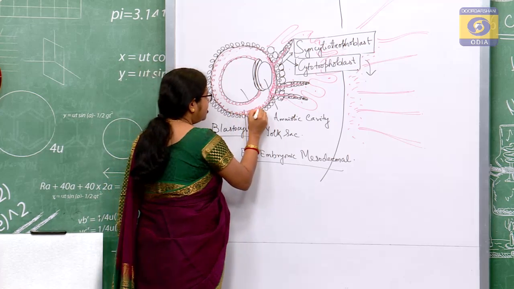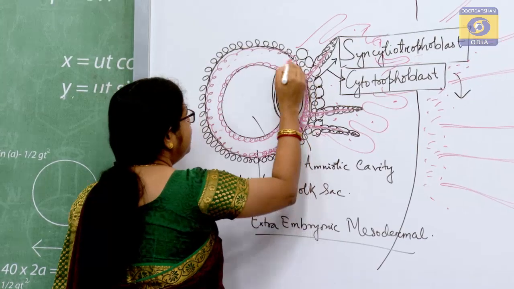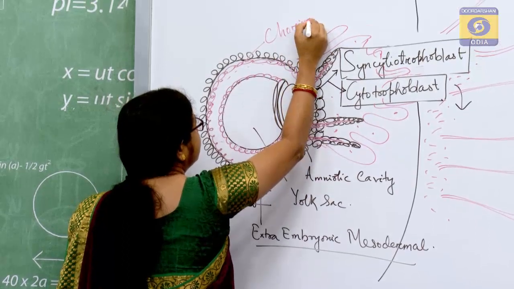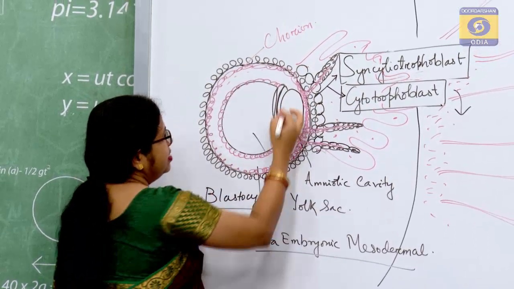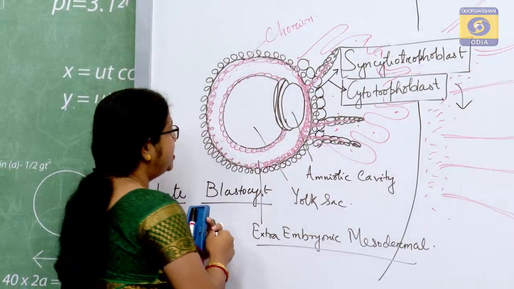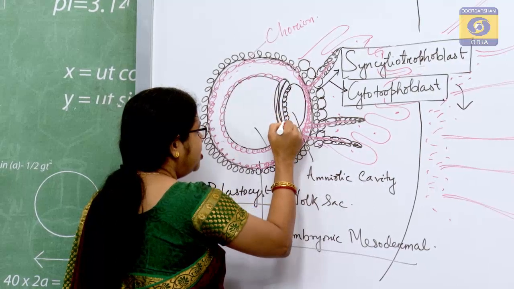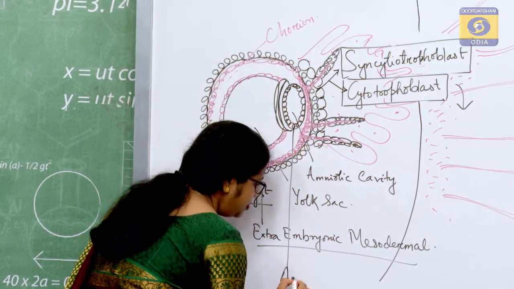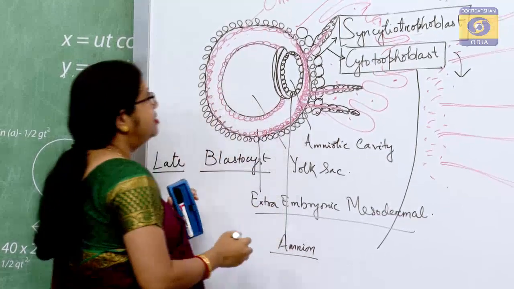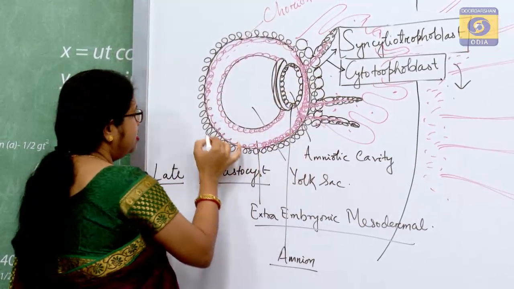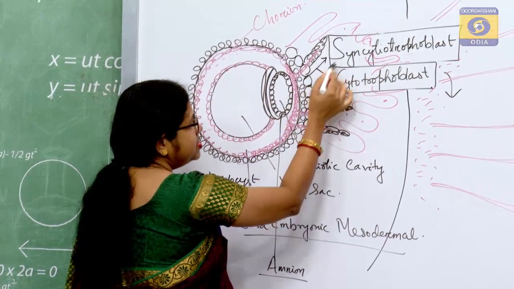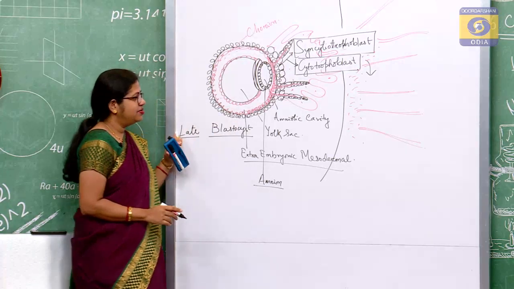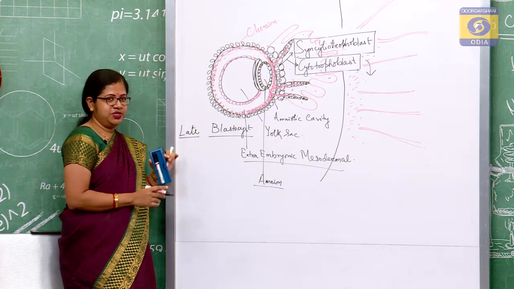Now, this layer of cells will form your chorion, and this is my amniotic cavity. The cells of the amniotic cavity will give rise to your amnion. And the trophoblast cells that were there on the late blastocyst were differentiated into syncytiotrophoblast and cytotrophoblast. Once you get this picture clear, we will move ahead to how the formation is proceeding.